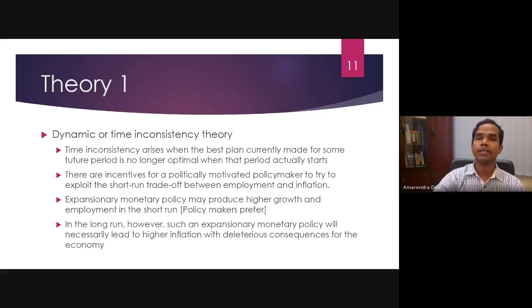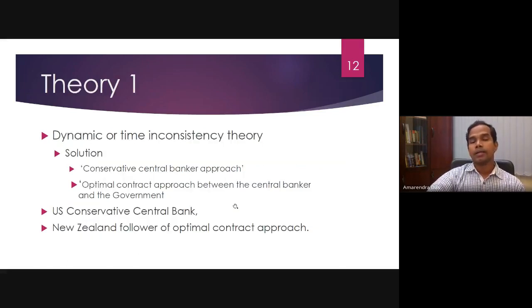And there are incentives for a politically motivated policymaker to try to exploit the short-run trade-off between employment and inflation. Expansionary monetary policy may produce higher growth and employment in the short run, which will be liked by the policymakers. In the long run, however, such expansionary monetary policy will necessarily lead to higher inflation with deleterious consequences for the economy. So politically motivated policymakers push for expansionary monetary policy that would look beneficial in the short term, but in the long term is detrimental to the economy. The solution could be that the RBI or the central bank adopts a conservative central banker approach. That means tightening monetary policy.